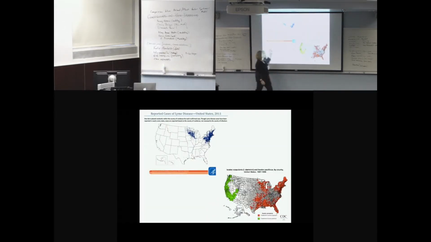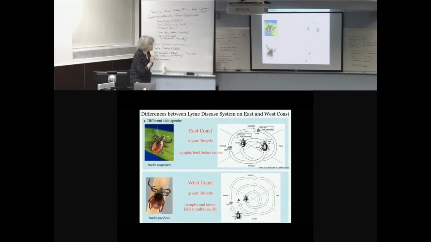We have hosts that are good reservoirs for the pathogen. We have ticks that can vector it. This is Ixodes pacificus out here, Ixodes scapularis in the east. And one of our questions is, why is it so different out here? There are a number of reasons. The first is because of the different tick species.